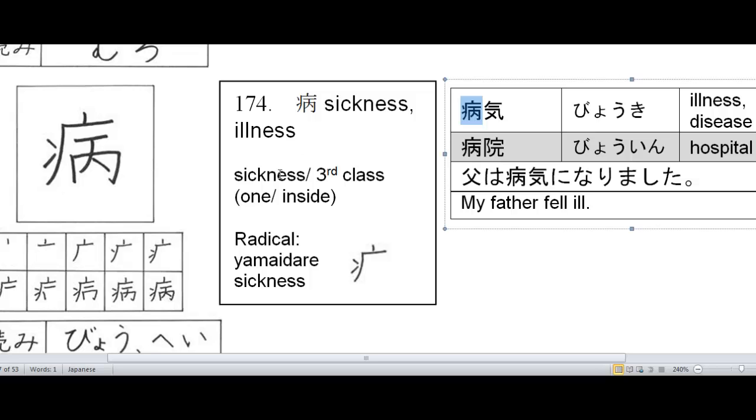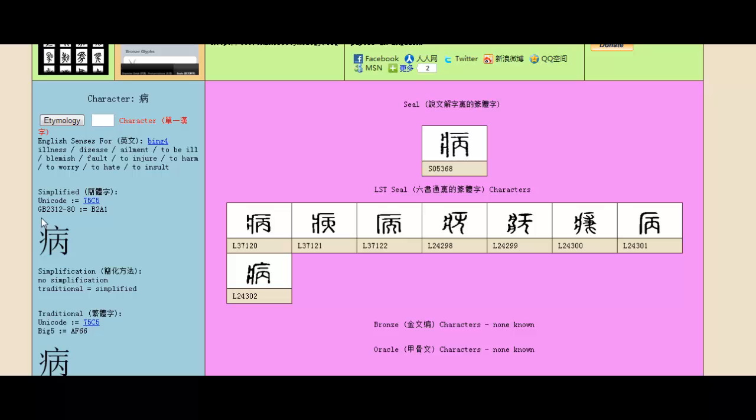printed over here. We can see the parts are sickness, that's this element here, and then on the right hand side, third class, and that's this element over here. But actually that's used for the sound that it makes. The main bit there is the sickness element on the left, and let's have a look what it originally looked like. Okay, here's this character, here it is over here, byo, byo for illness, and you can see looking at the 2,000-year-old version, that element on the left started originally as a picture of a bed.